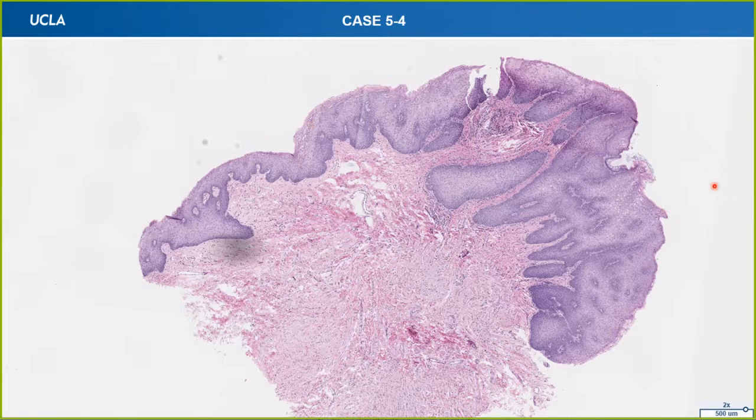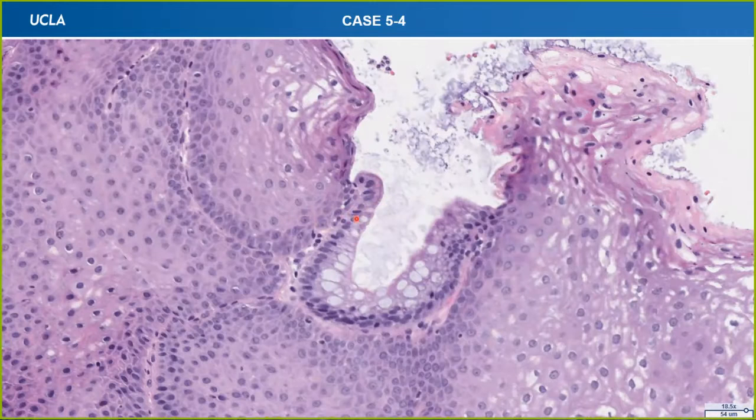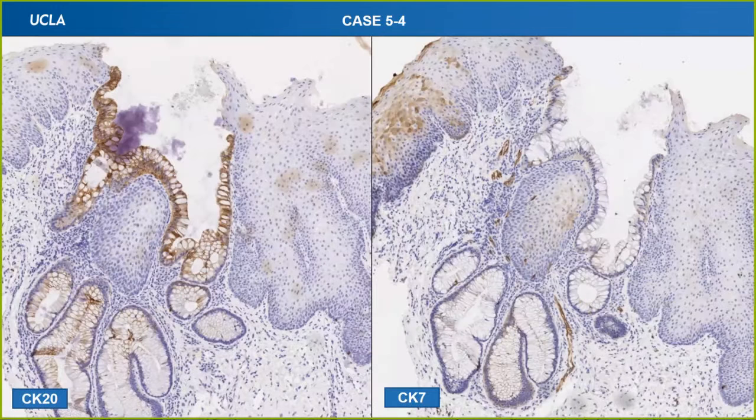Another thing that looks misplaced here on low power is this gland. It just doesn't look like a part of normal skin. On higher power, we see that this appears to be colonic. And on deeper sections that were done for the IHC, you see that it has the architecture of colonic glands, intestinal glands, and it is CK20 diffusely positive, CK7 focally weakly positive.